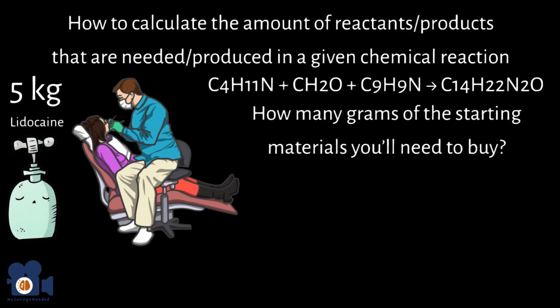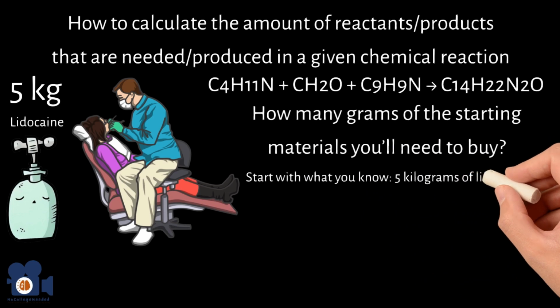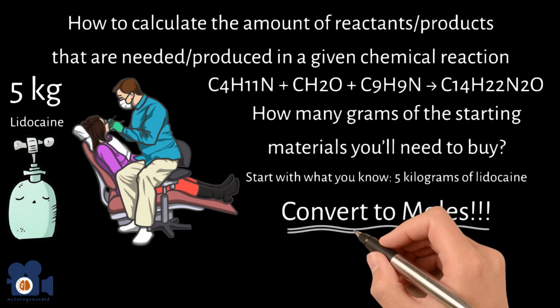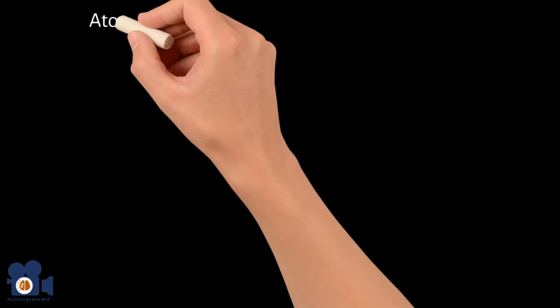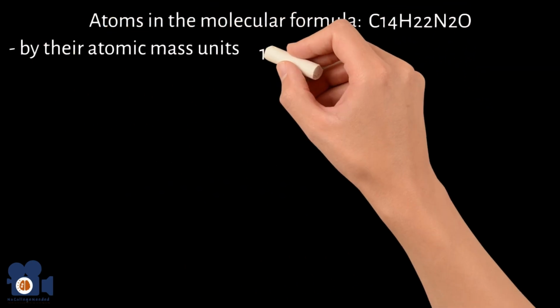So, where do you start? You start with what you know, which is you need to make 5 kilograms of lidocaine and convert that to moles. In these types of equations, it is often the best place to start by converting everything to moles. To do this, you multiply the atoms in the molecular formula by their atomic mass units, like we learned previously.